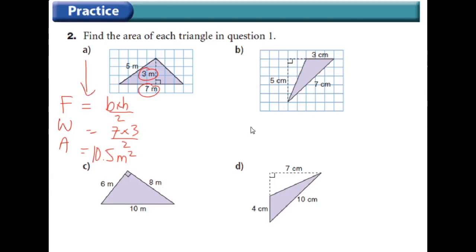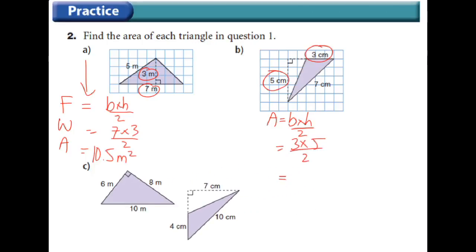Let's look at B. I'll do a second one. Formula, area equals base times height divided by 2. My base is 3. We did this from the last time. My height is 5. Divide that by 2. That gives me 15 divided by 2, which is 7.5, and the units are centimeters squared. So you make sure to put those units in. So that's 2, A and B.